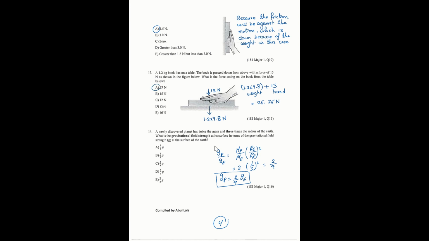So I will use the same equation I used, I think, in problem number 2, that g planet over g Earth equals M planet over M Earth multiplied by R Earth over R planet, all squared. Now it says here that the planet has twice the mass of the Earth. So M planet over M Earth equals 2, but R Earth over R planet equals 1 over 3 because this planet has 3 times the radius of the Earth. So the gravity on the planet equals 2 over 9 the gravity on Earth, and we pick answer A as the right answer.